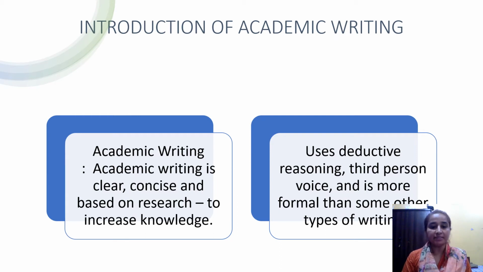Academic writing is clear, concise, and based on research to increase knowledge. It uses deductive reasoning, third-person voice, and is more formal than some other types of writing. Introduction. Paragraphs are usually about 5% of your essay word count. In clearly written sentences, the writer gives some background on the main topic, explains the academic problem, and tells the reader what to expect in the rest of the essay.